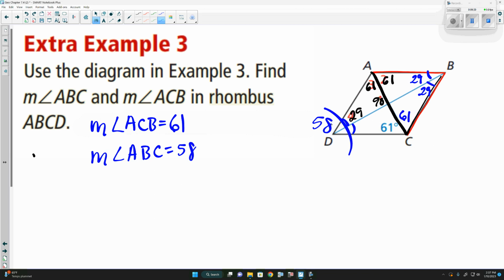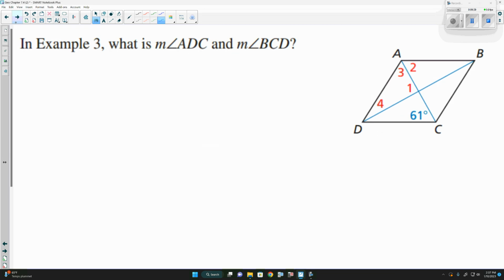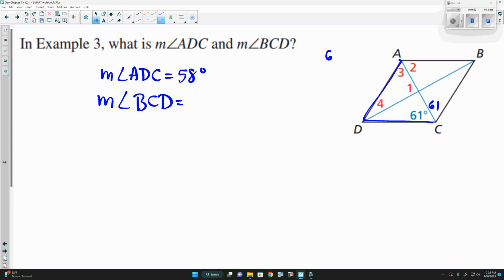Questions on this here? We ready for the next part? Yes? In example 3, what is the measure of ADC? ADC, yep. Measure of angle BCD. Yes.